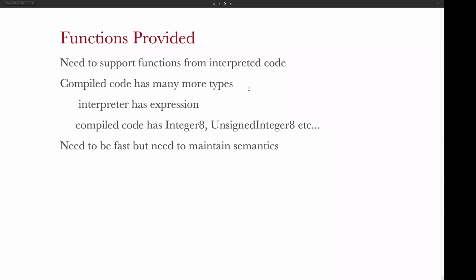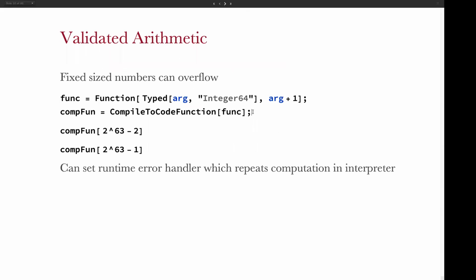We also have to provide a collection of functions. The compiled code has lots of types. The interpreter has expression, but the compiled code has, even within integers, many different types of integers. Now, there's a definite trade-off, because we want this code to be fast, but we want to maintain semantics, and we might want to provide ways that people can modify their code to tune the difference between semantics and speed. I'm going to give a little example of some of this by talking about arithmetic.